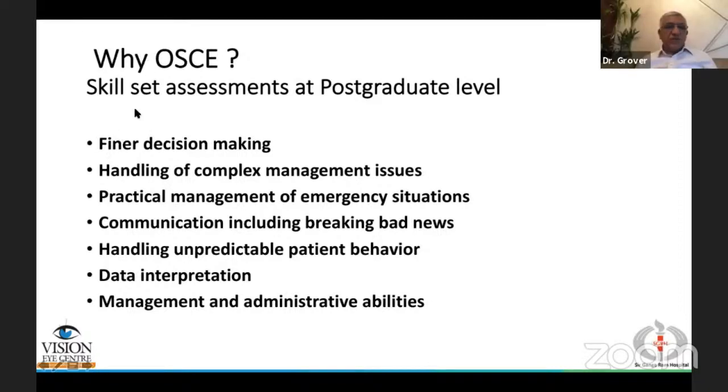Finer decision-making is often assessed at the residency level. It is used for graduate examination as well as postgraduate examination. So when it is dealing with postgraduates, your finer decision-making is also assessed. Handling of complex management issues may be assessed. Management of emergency situations is sought to be assessed. And complex communication situations like breaking bad news or unpredictable patient behavior can also be assessed by OSCE. And your ability for data interpretation is looked at closely. Your management and administrative abilities, where required, may also be assessed by OSCE.